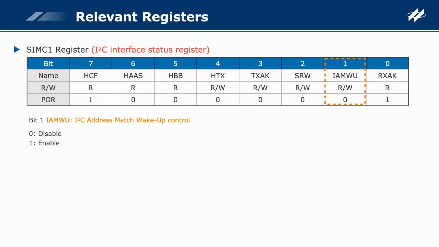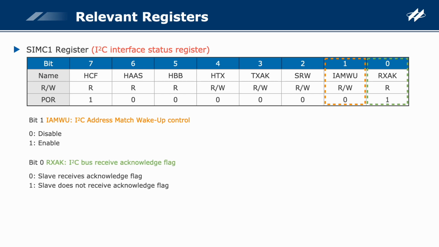The IAMWU bit is the Address Match Wake-Up Control bit, which supports read and write. If this bit is set to 1, when an I²C address match occurs, the system can be woken up from the sleep or idle mode, then this bit must be cleared to ensure correct MCU operation. The RXAK bit is the Bus Receive Acknowledge flag, which is read-only.